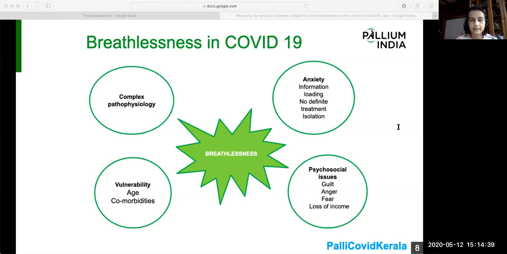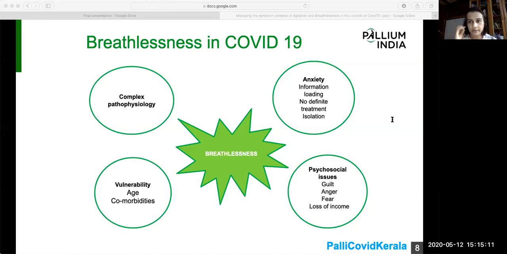In addition, there are other factors like vulnerability: when age advances, and with all the other comorbidities, it's proven that the disease trajectory becomes worse. The patient, on the other hand, is loaded with a lot of information from general media, social media, and newspapers. There's also an additional anxiety that till now there is no specific treatment for COVID-19. This will worsen the anxiety of the patients.